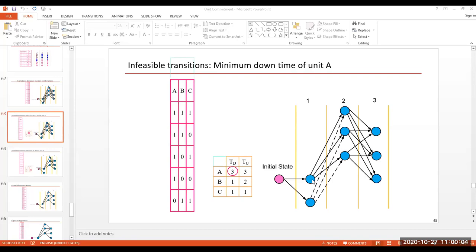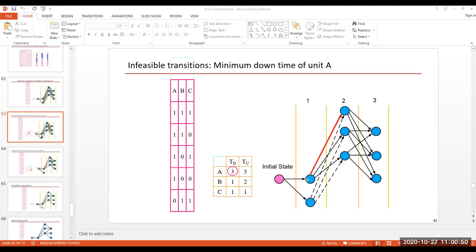So let's now check this one. Let me put some red markers. Talking about this one, can we have a feasible transition here? This says if I want to go from this node at hour 1 to this node at hour 2, then what is the transition? I am in 100 state and I have to go to 111 state. 111 corresponds to this node. So unit A status is unchanged. Unit B has to be turned on and unit C has to be turned on.